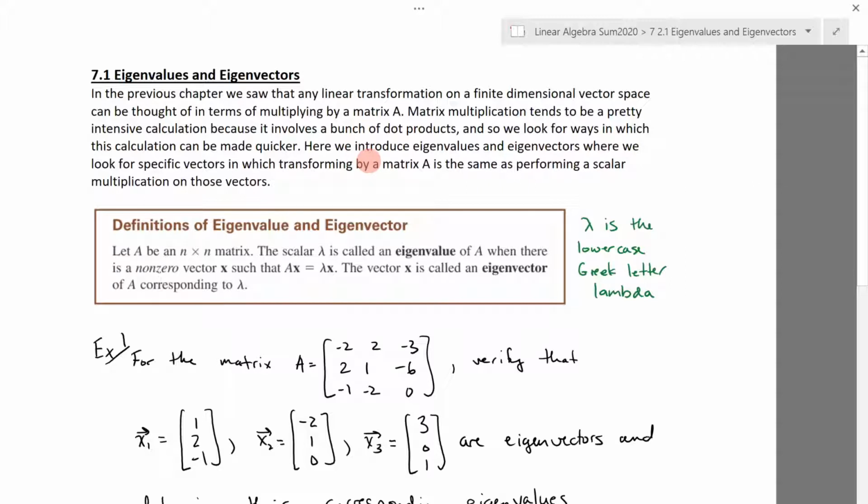In this section, we're going to introduce eigenvalues and eigenvectors, where we look for specific vectors in which transforming by a matrix A is the same as performing a scalar multiplication. So doing the scalar multiplication will be faster because it involves fewer individual multiplications.